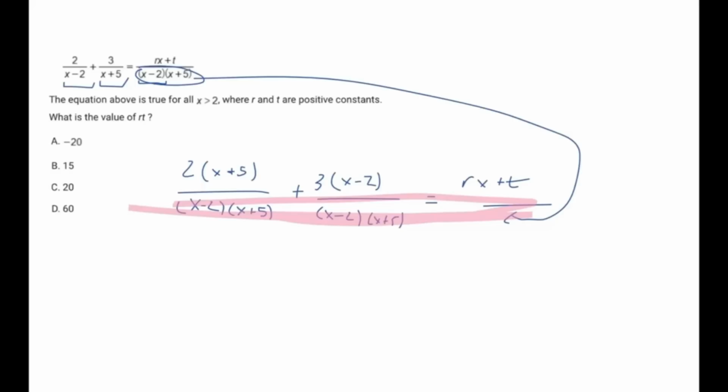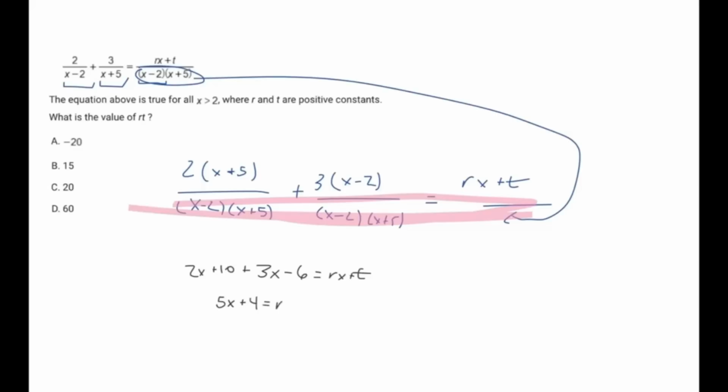So 2 times x is 2x, and then 2 times 5 is 10, and then we add 3 times x, so 3x, and then 3 times negative 2 is negative 6, equals rx + t. And this simplifies further, and it's actually kind of cool what happens. So we have 2x + 3x is 5x, we're just combining like terms, and then 10 minus 6 is plus 4.